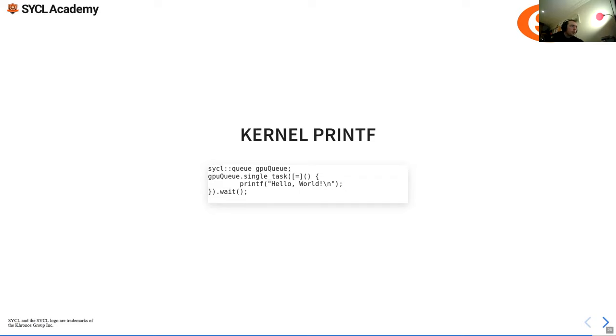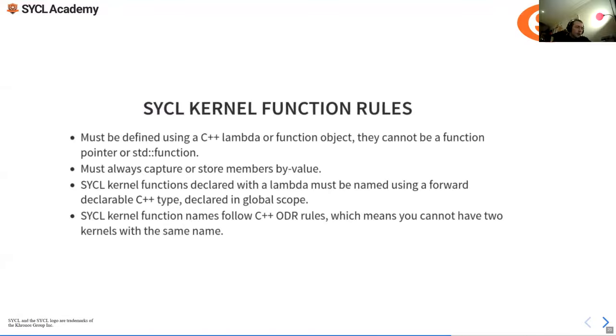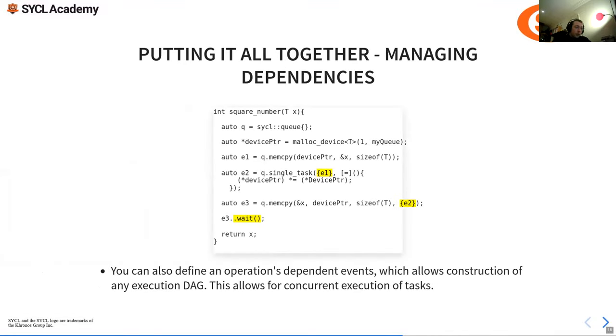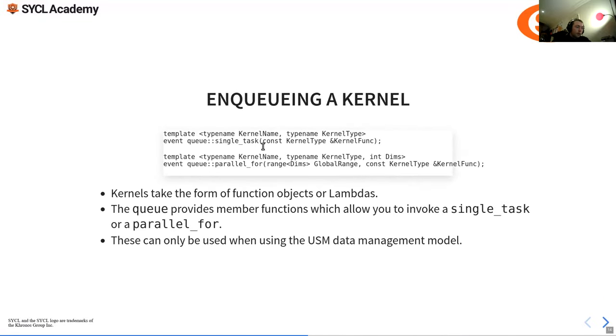Any other questions? So you showed single task as the beginning example. Are there also multiple tasks or repeated tasks, or what are the other related things? Yes, brilliant question. We're using single task at the moment, but the other one, for parallel, is parallel for. For this exercise we're just dealing with single tasks so we can get our heads around submitting things, getting events, and so on.